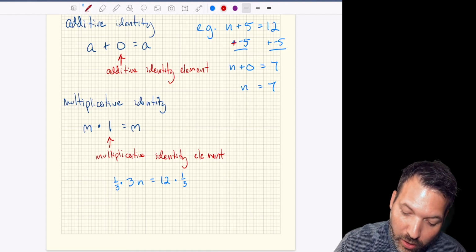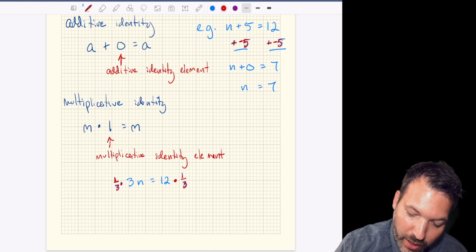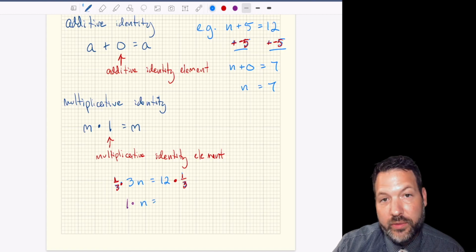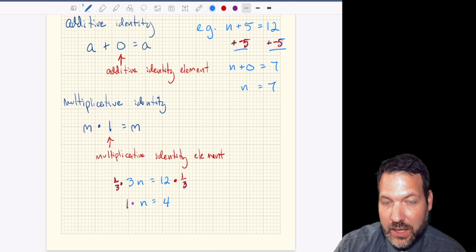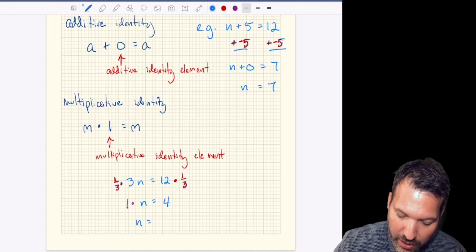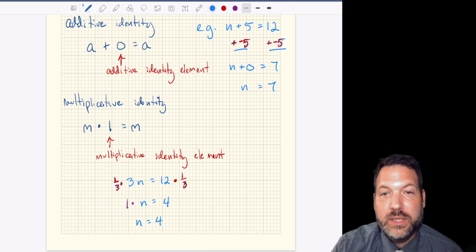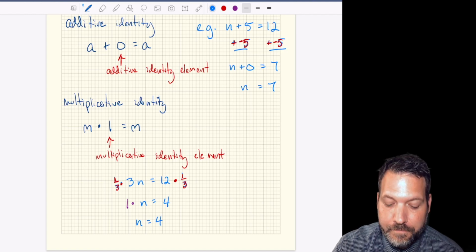You'll notice in all of these scenarios, anything that I'm doing on one side of the equal sign, I'm doing on the other. There is a reason for that we'll talk about later on, but not today. And so there it is. When I multiply by that 1/3, I get 1 times n equals 1/3 of 12, which is 4. And again, the multiplicative identity this time tells me 1 times n is the same thing as n, and once again I end up with a solution.